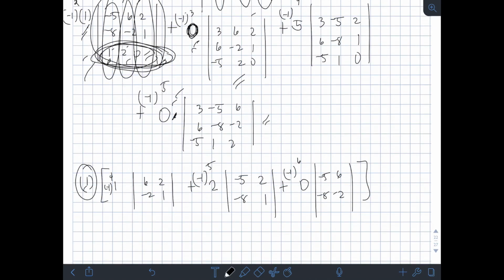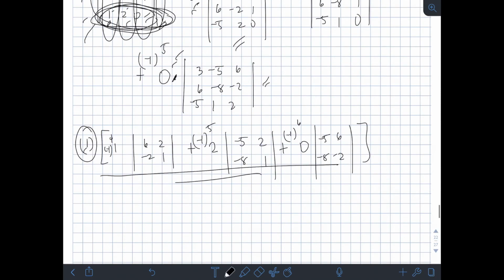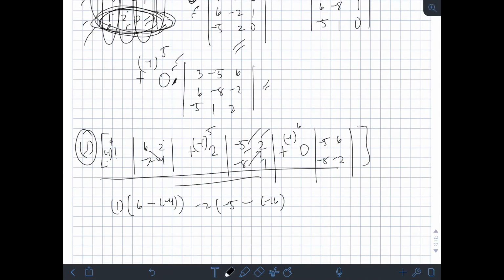Pero dahil 1 nga lang siya, kaya hindi na natin i-multiply kasi equal pa rin siya dito sa expression na to. So, simplify natin. Negative 1 to the 4th is positive 1. Positive 1 times 1 is still 1 times determinant nito. So, 6 times 1 is 6 minus negative 2 times 2 is negative 4. Then, plus negative 1 to the 5th is negative 1 times 2 is negative 2. So, parang minus 2 na to, times determinant na to, negative 5 times 1 is negative 5 minus negative 8 times 2 is negative 16.